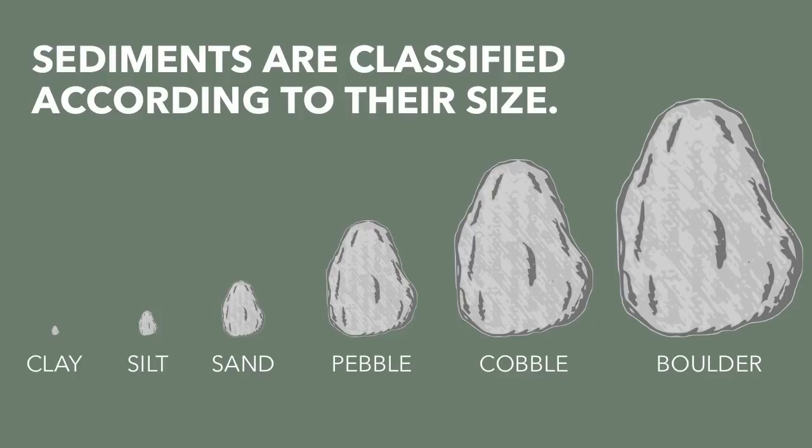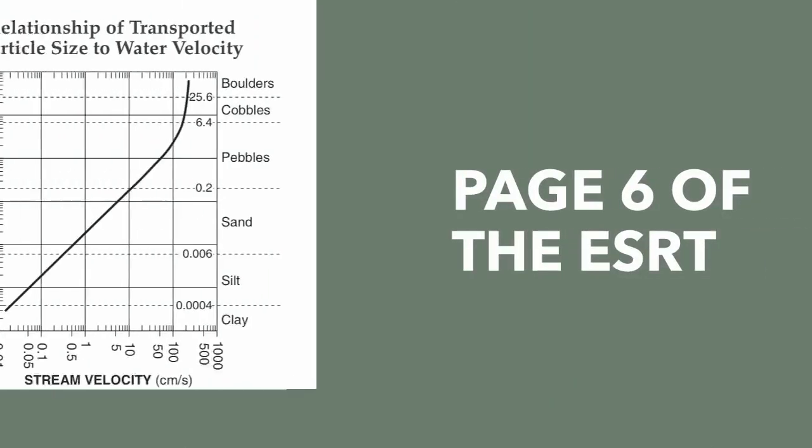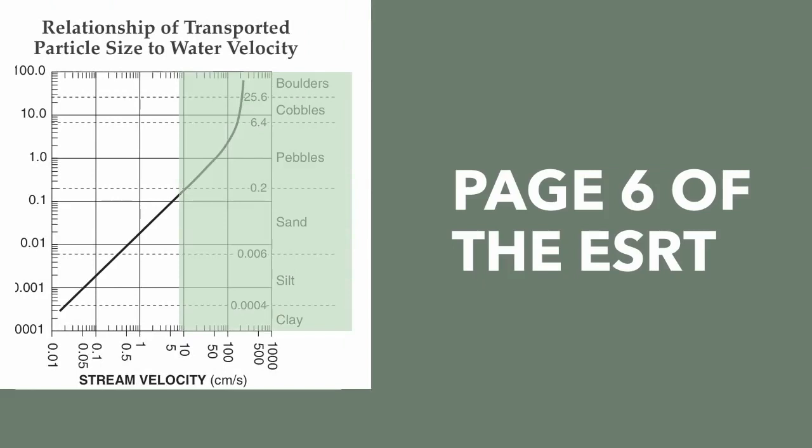If you want to know the specific sizes that make sediments fall into any of these categories, you can find that information on page 6 of your Earth Science reference tables. You can ignore the graph portion of this chart as we haven't learned about it yet. However, I'd like you to pay attention to the names of the sediment sizes on the right-hand side that I've highlighted in green. They will tell you how big each sediment is.